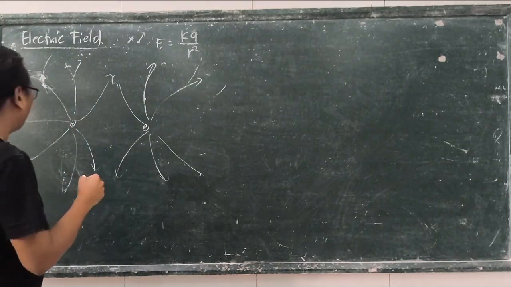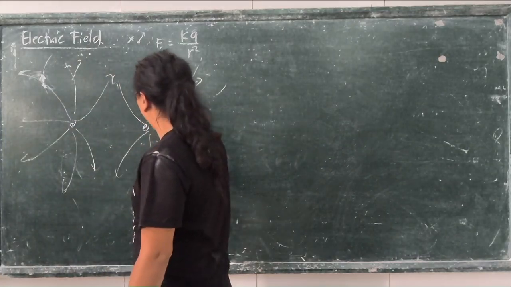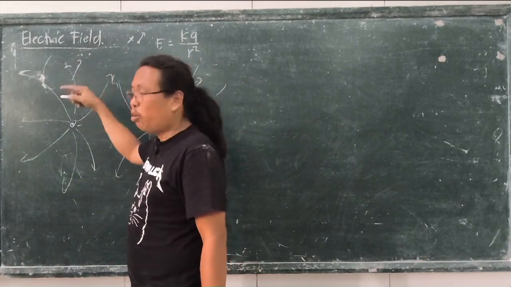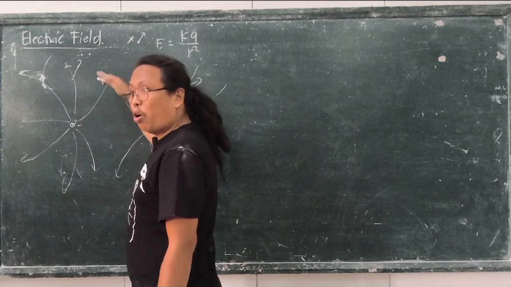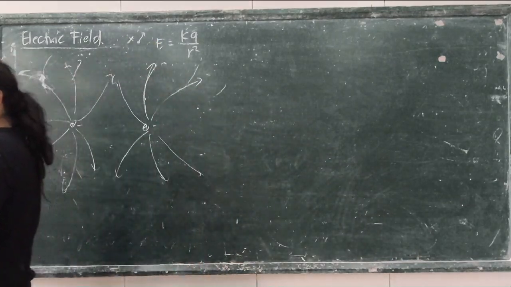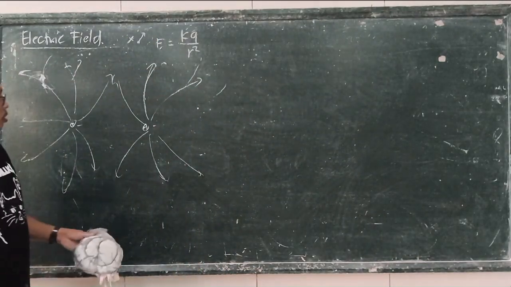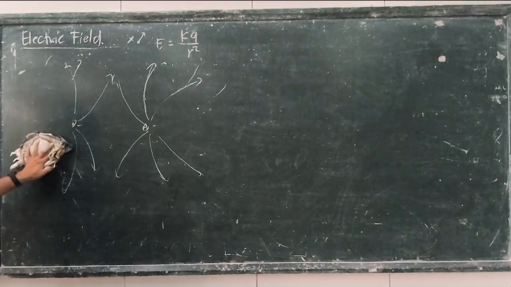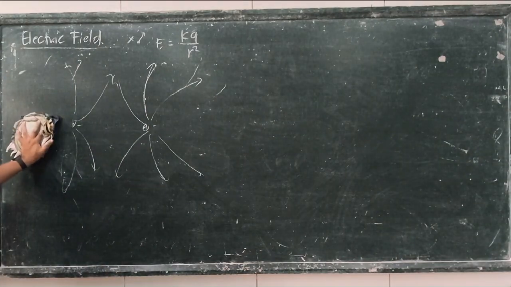Okay. How about if the charge is negative? If negative, then it will be the same curves that you see, but the arrow is going towards the charges. Understood? Okay. So, now that you have imagined the setup here.